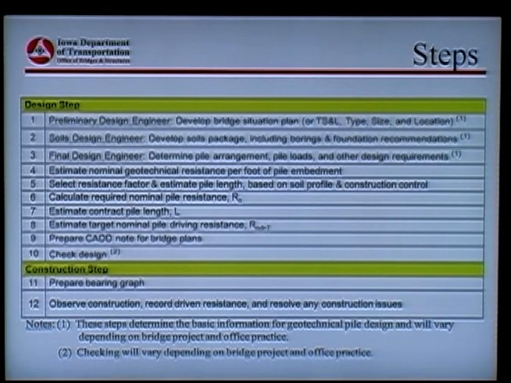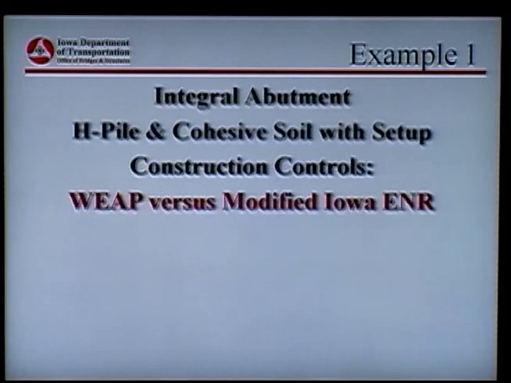So again, the steps are pretty much the same. You have 10 steps in design and 2 steps in construction. This example is an integral abutment, H-pile in cohesive soil with setup, but then we have WIP and the modified Iowa ENR as the construction control for comparison purposes.